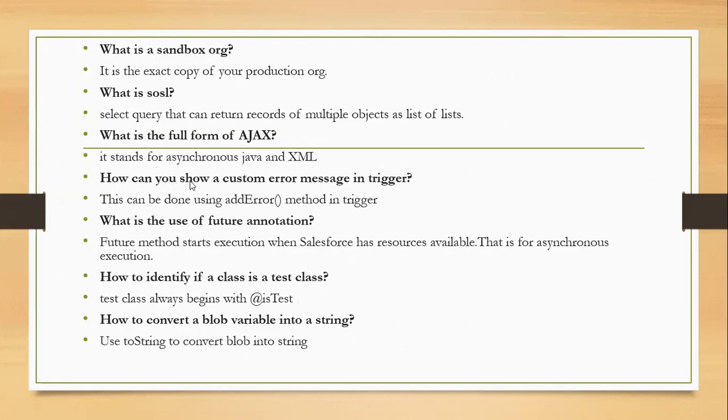Next question: how can you show a custom error message in a trigger? This can be done using the addError method in the trigger. What are future methods? Future methods start execution when Salesforce has the resources available. That is the future execution.